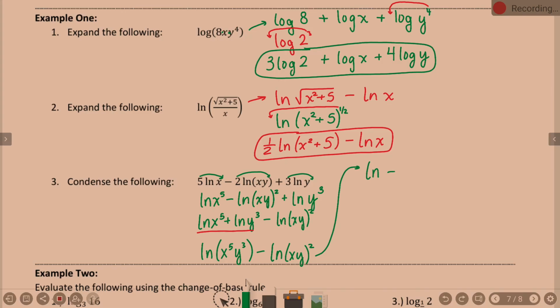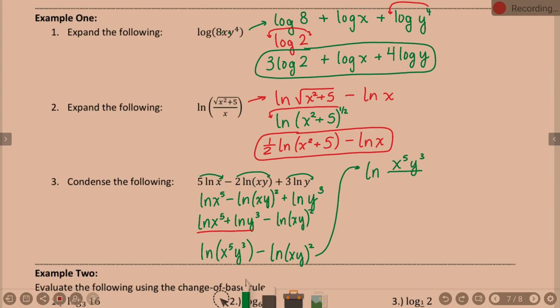Wait, because the 2 applies to both the x and the y, could you subtract it then? So there'd be x to the third and then y to the first. Okay, hold that thought. We're coming back there.